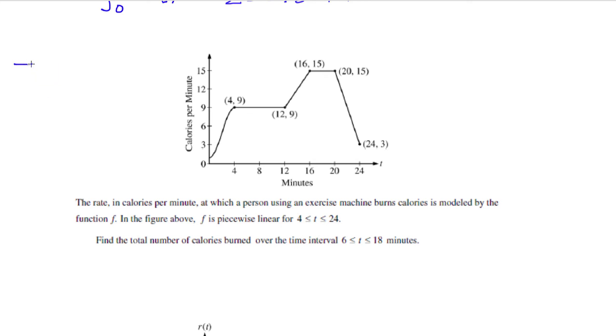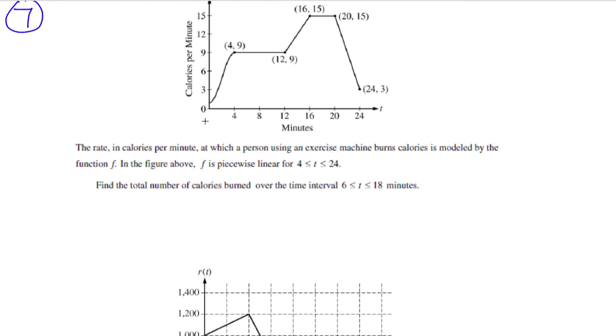Perfect, that was number 6. And number 7, I have this graph. And it's modeled by the function f above. So between 4 and 24, it's piecewise linear, which means that those are all lines. So for this function right there, I don't know what's happening, but I don't care because it's not asking about this. It's only asking between 6 and 18. So total number of calories. Whenever you see the word total, you should be thinking, what is the integral? And another way of thinking of integral is, what is the area between 6 and 18?